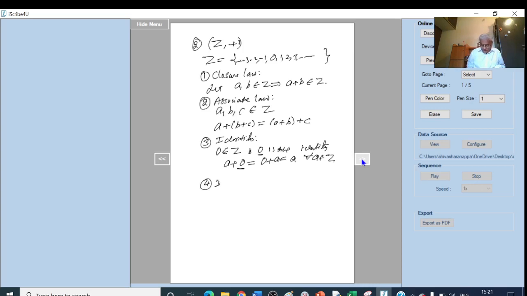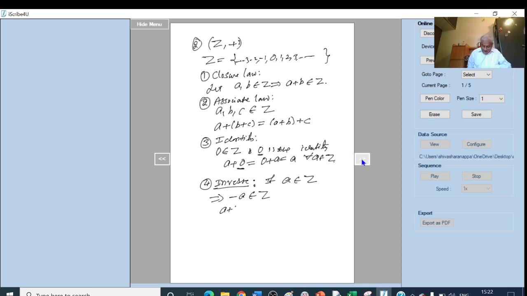What about the inverse here? So here inverse axiom. Now if A belongs to Z, that is if A is positive, then it is a positive integer. If A is a positive integer, then what is minus A? Minus A is a negative integer, and this belongs to Z. This is also an integer. If A is positive, minus A is negative. If A is negative, minus A is positive. That is, in general we can write if A belongs to Z, minus A also belongs to Z.